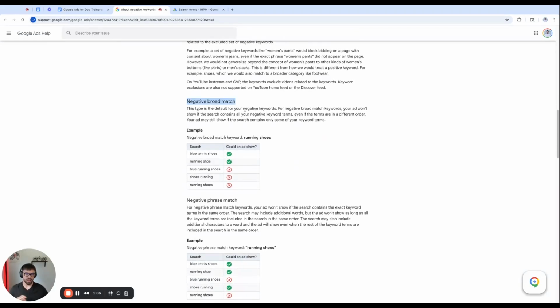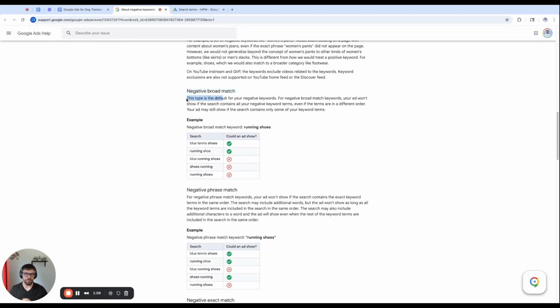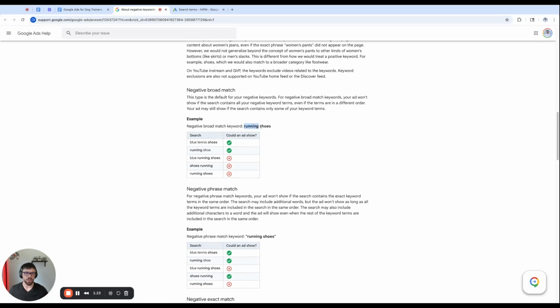Okay, so for negative broad match keywords, let's go ahead and start there. This type is the default for your negative keywords. For negative broad match keywords, your ad won't show if the search contains all your negative keyword terms, even if the terms are in different order. So if someone types in running shoes in their search term, even if there's extra words in the search term, even if shoes and running are in different order, doesn't matter. If it contains running shoes, do not show my ad. That's what a broad match negative keyword is, and that's how it works.